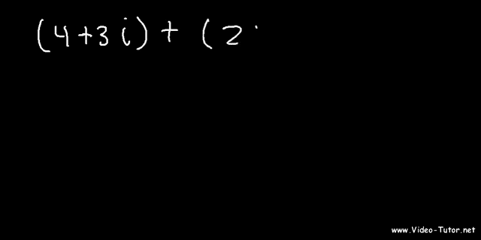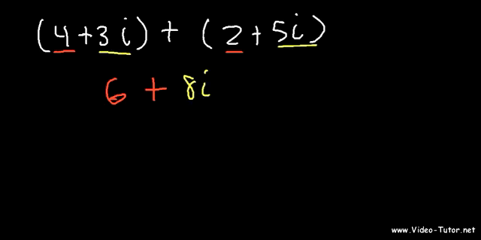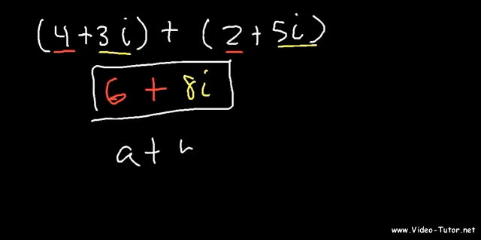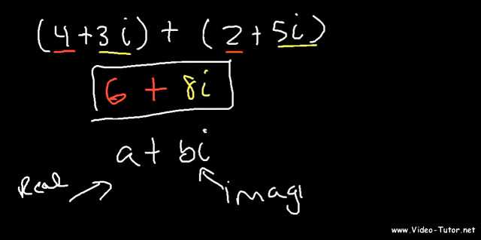So let's say if you want to add or subtract imaginary numbers. So let's say if you're given this problem. What's the answer to it? So what you want to do is add the real numbers, 4 and 2. That gives you 6. And then add the imaginary numbers, 3i plus 5i. That's 8i. That's all you got to do for that problem. And it's in standard form. Standard form is basically a plus bi form. You write the real part first, and then you write the imaginary part afterward.